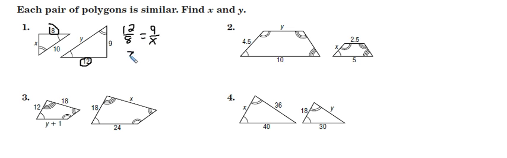9 times 8 is 72. 12 times x is 12x. Divide both sides by 12, and x is 6. So that solves for x.